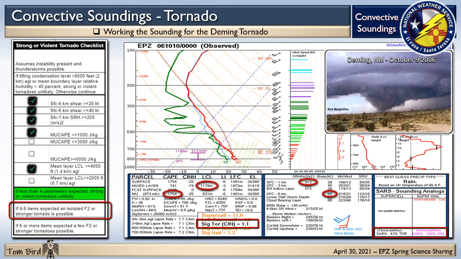So the environment looked like it was ripe for it, and you can just look visually at the wind profile there. You can see there is some turning with height, so you've got a little bit of directional shear, and you do have some speed increases with height. So you had the right kinds of shear too. It just looked right.